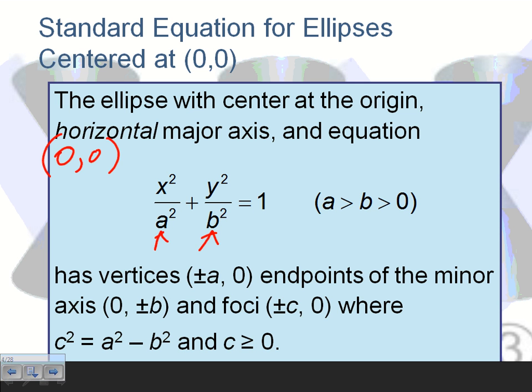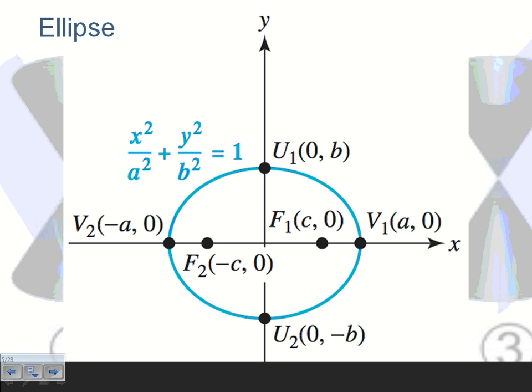It does have vertices at plus or minus a, and the endpoints of the minor axis are at 0, plus or minus b, and the foci at plus or minus c, where c squared equals a squared minus b squared. And c, of course, again, is greater than 0. We're not talking about any inverted or imploded diagrams. Okay? So let's take a look at what we're talking about here.